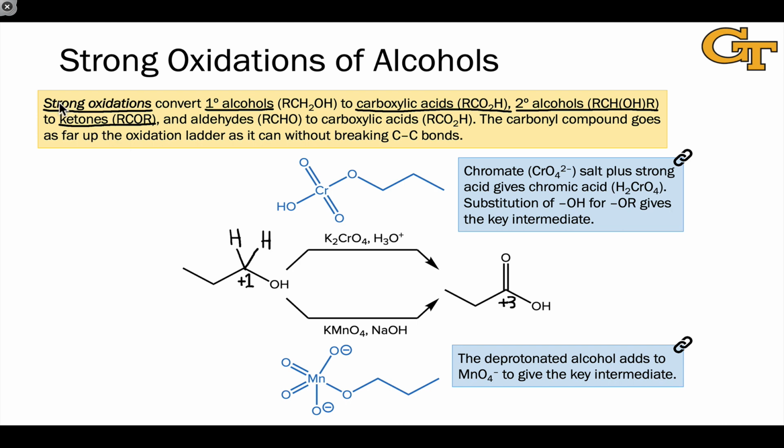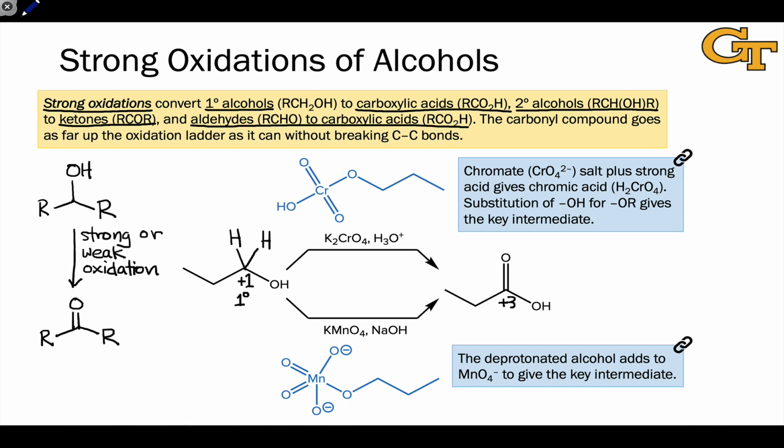And of course, because many of these oxidations go through an aldehyde intermediate, strong oxidations of aldehydes also convert them into carboxylic acids. The general principle here is that the carbonyl compound goes as far up the oxidation ladder as it can without breaking C-C bonds. For a primary alcohol like this, that means we go all the way to the carboxylic acid, and for a secondary alcohol like this, we get to the ketone stage. And the weak oxidations, which we'll look at in another video, also convert secondary alcohols into ketones in most cases.